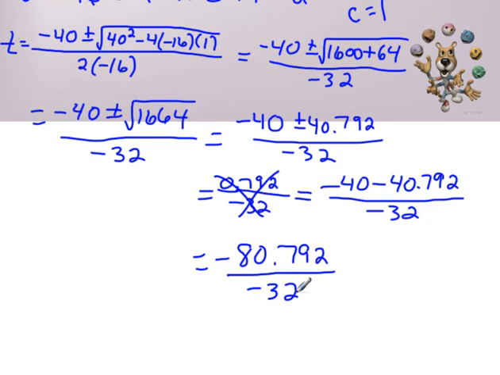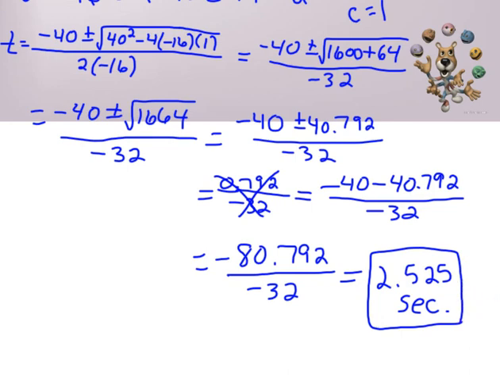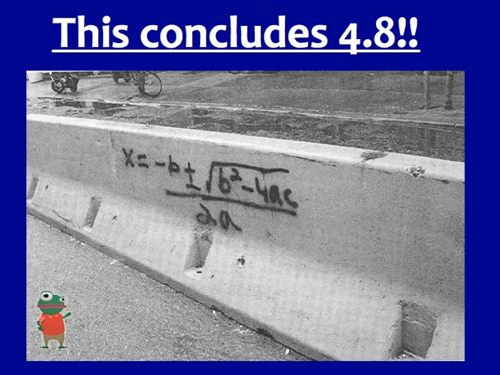okay? So now if I divide that by negative 32, I'm going to end up with about 2.525 seconds, okay? And if you keep some of those decimals in your calculator before you round off, this is going to give you a little bit more exact number. And that's what I did on my calculator. I rounded off to 0.792, but I also kept it in my calculator where it wasn't rounded off. So I've got a more exact answer at 2.525 seconds. Okay? Now, that's going to conclude section 4.8.